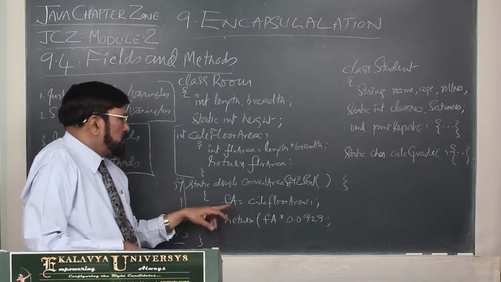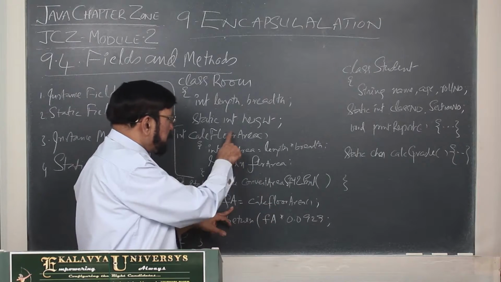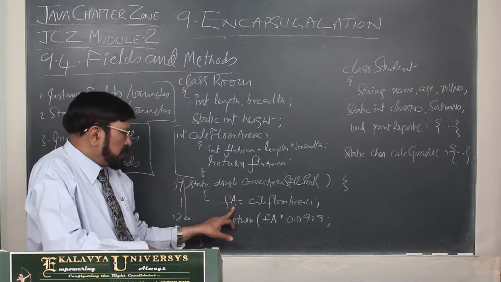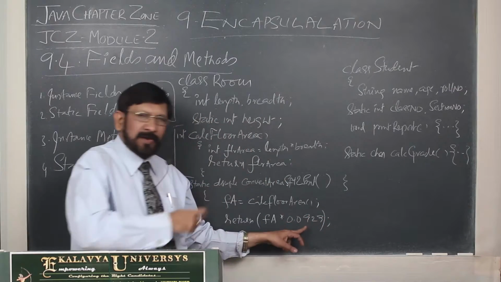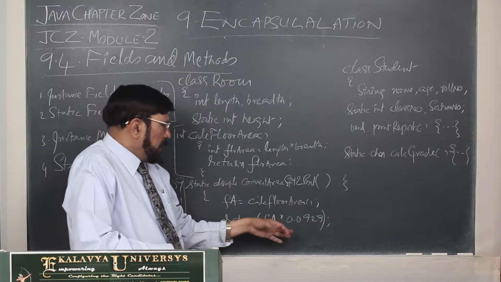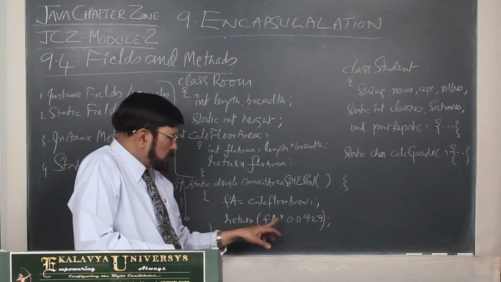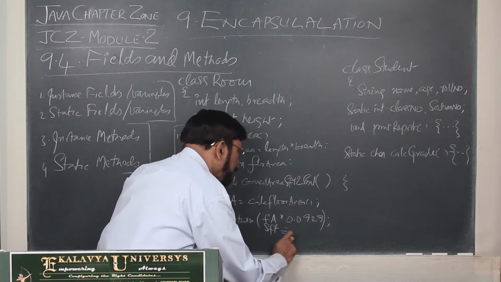Now what you are doing, by calling this here, you are getting floor area as a local variable. Floor area you are multiplying with the corresponding fraction, and by that you are converting floor area from SFT into SMT.